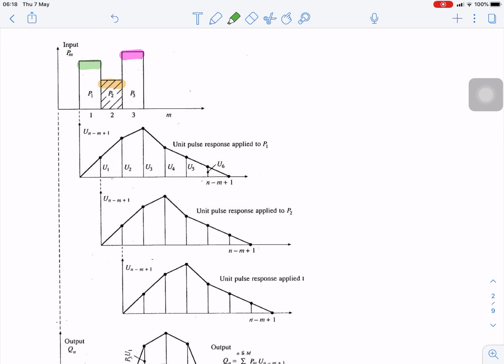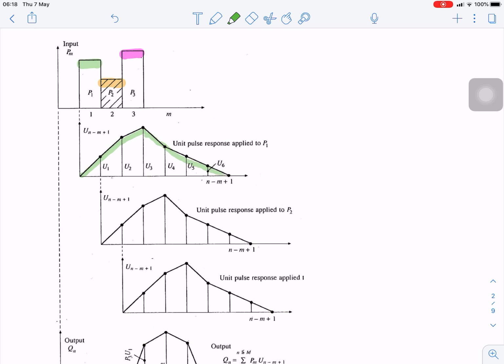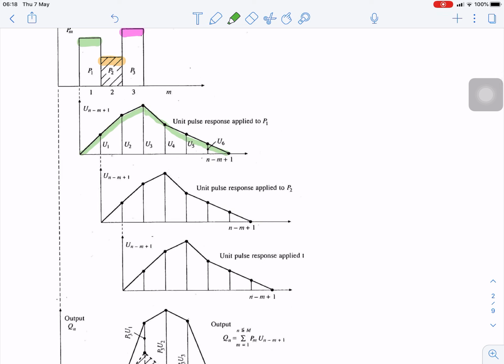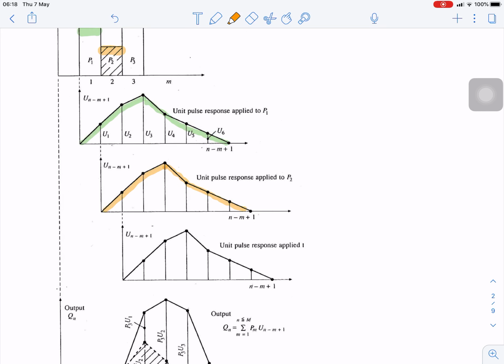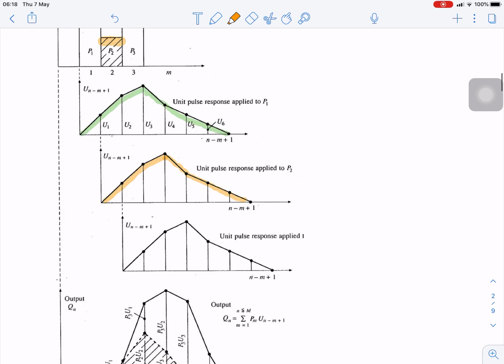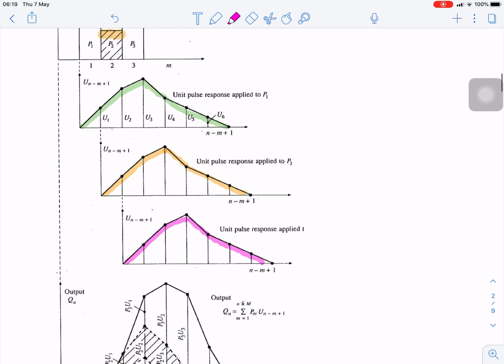and combine with the unit hydrographs. That is the unit hydrograph for the first set for P1. So we multiply P1 with U1 until U6, and next we use another set of unit hydrographs times P2, and you can see the time lag between the first set and the second set, and the third set is the unit hydrograph for P3.